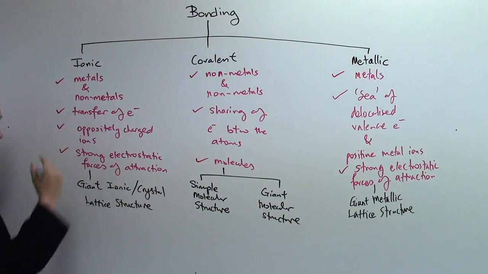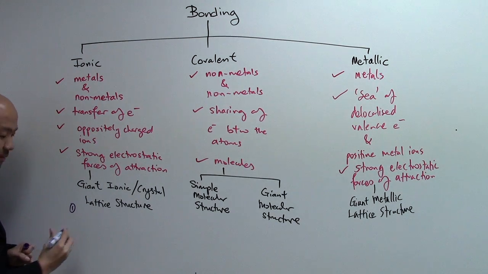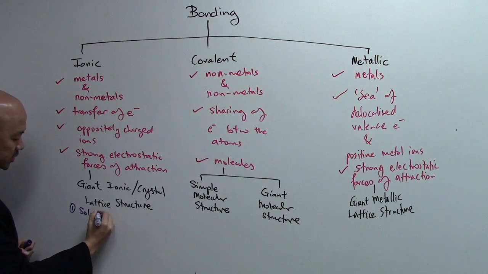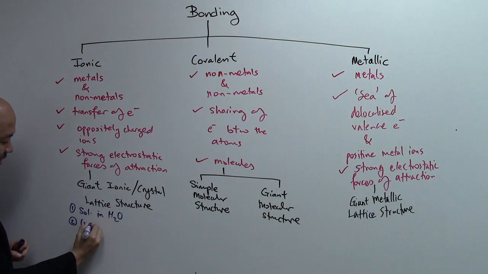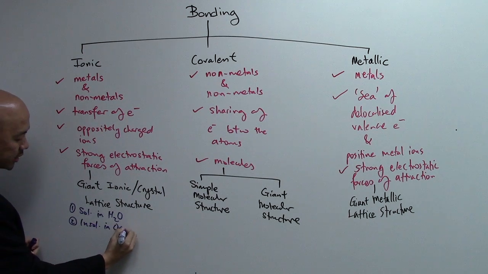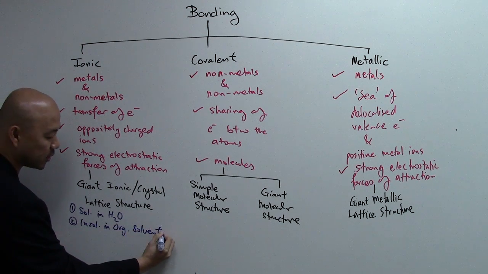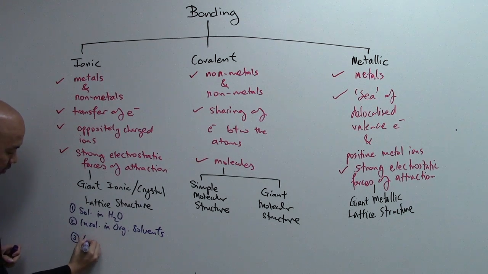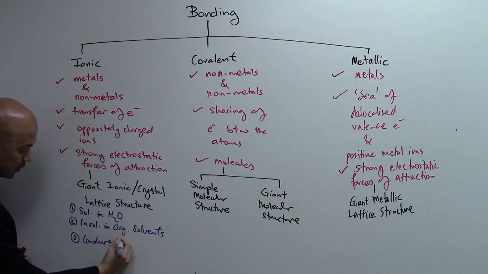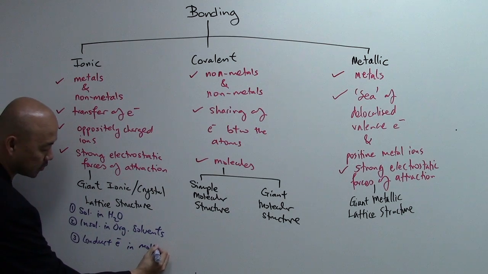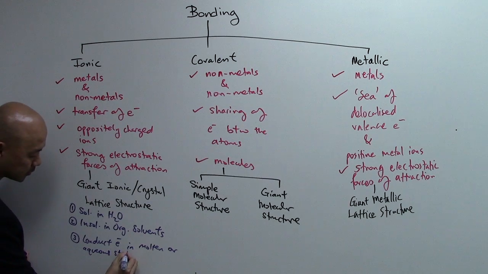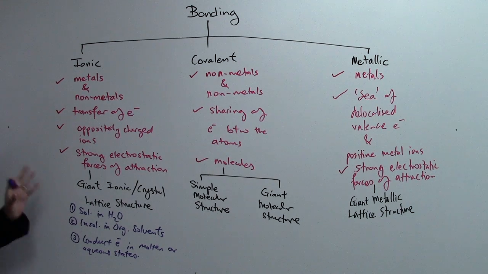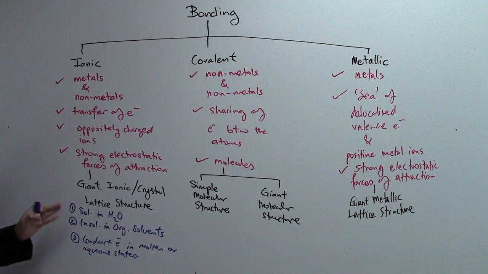Now, ionic compound, the first physical property is that it tends to be soluble in water. Most of them are soluble in water, usually. And the second one, they're insoluble in organic solvents, such as your oil. Third, they conduct electricity in molten or aqueous state. These are the three physical properties of ionic compound or giant ionic crystal lattice structure.